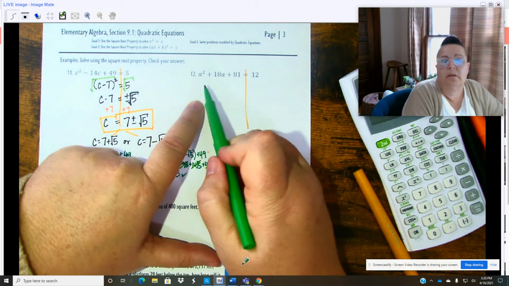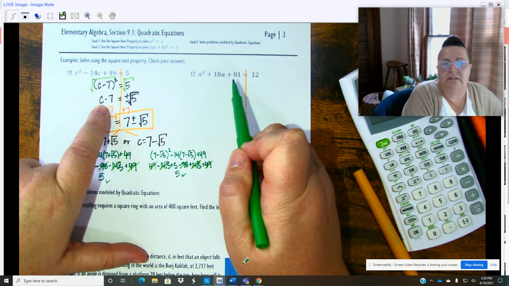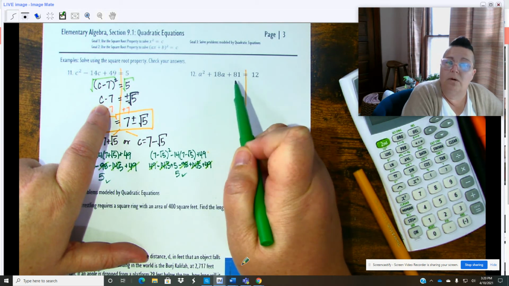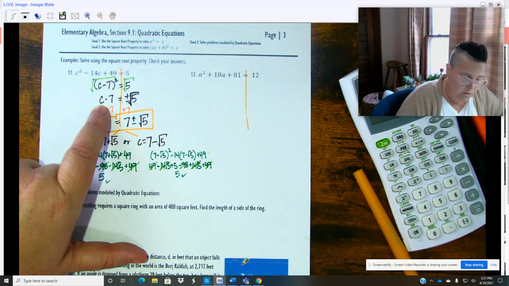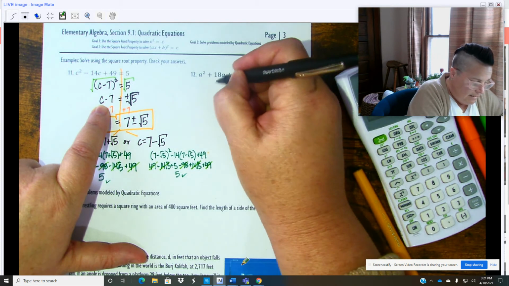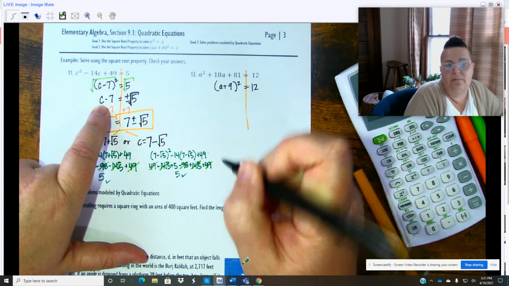Okay. I wonder if that does the same thing. Is this also a perfect square trinomial? Well, 81 is 9 squared. And if I multiply 9 times a and double it, I do get 18. So what that tells me is this is (a + 9) squared is equal to 12.